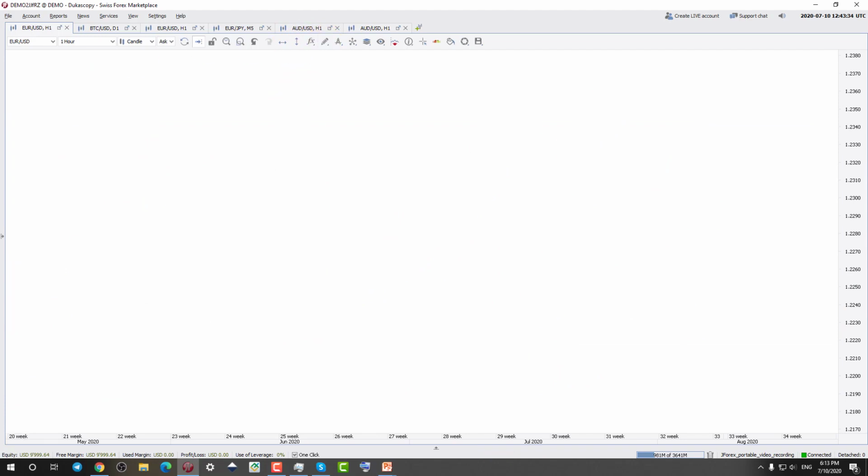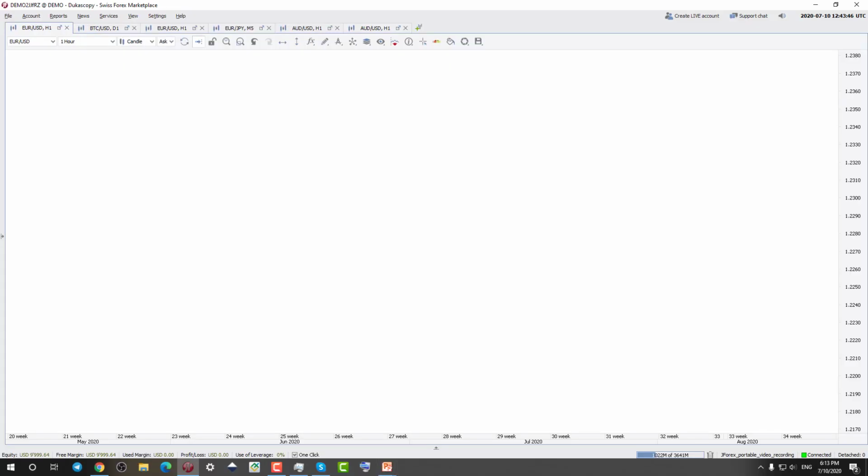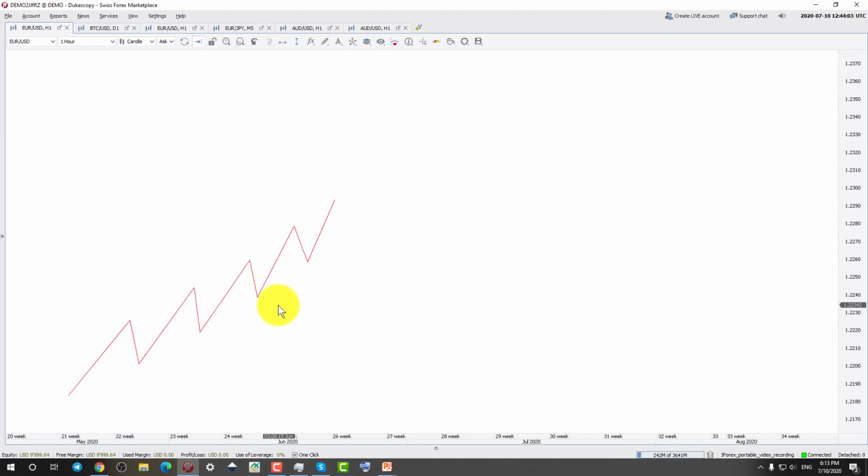So before we discuss the rounding top, we will see what the essential requirements are. The first requirement is that there should be a prior trend. Now because we are talking about the rounding top, we will need a prior uptrend. So we will try and make one uptrend. An uptrend is marked by higher lows and higher highs. So this is an uptrend, which is going very smoothly to the upside.